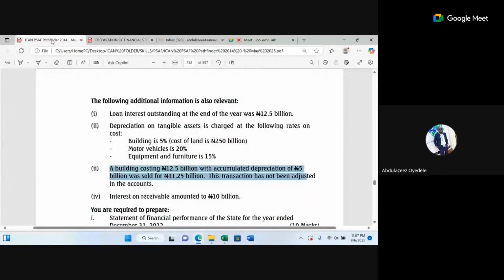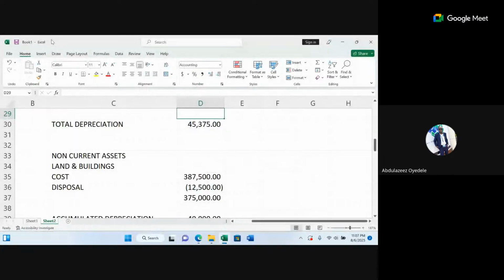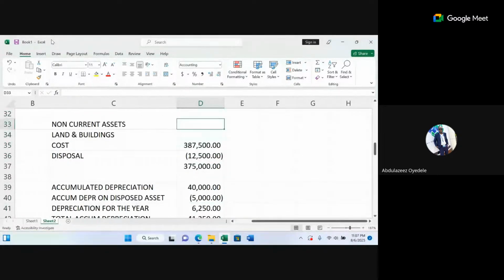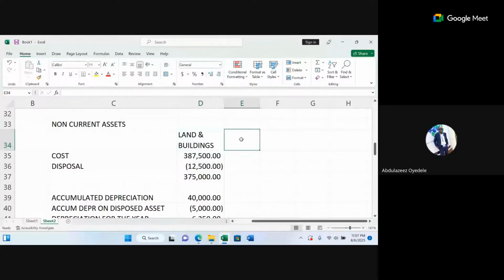So the other two assets will be quite simple, since they don't have the complication of disposal and all of that. So let's look at them. Okay, this land and building. Let's even use this place. Land and buildings. Then the other one is a motor vehicle.